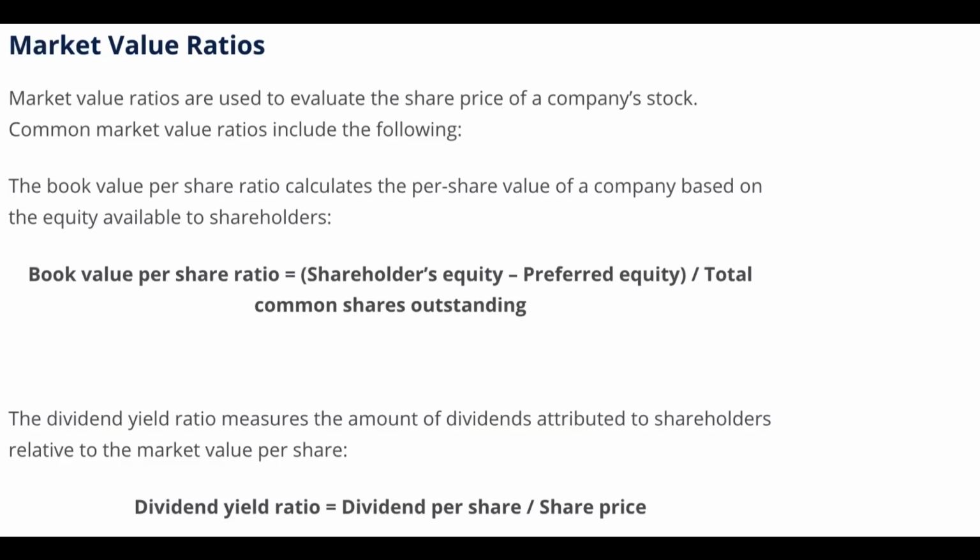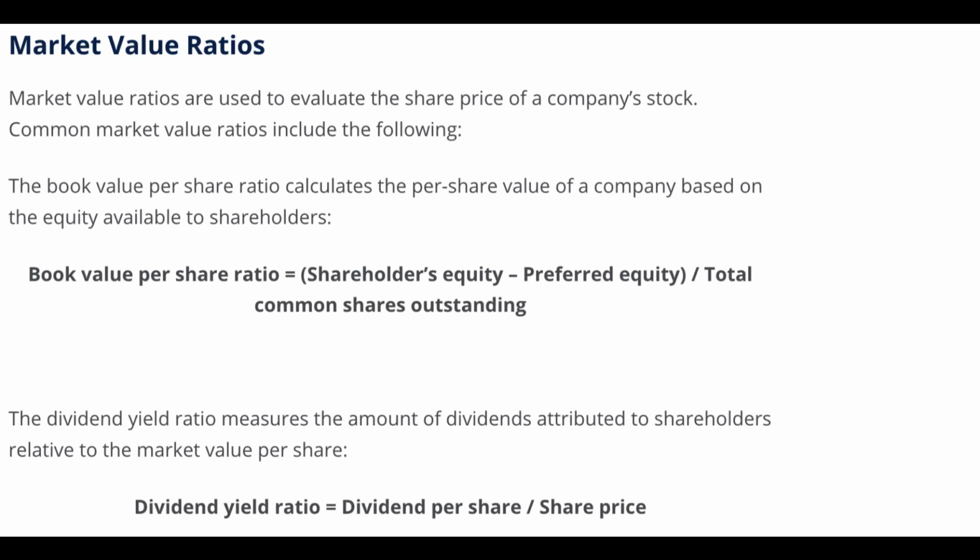Market value ratios. Market value ratios are used to evaluate the share price of a company's stock. Common market value ratios include the following. The book value per share ratio calculates the per share value of a company based on the equity available to shareholders. Book value per share ratio equals (shareholders' equity - preferred equity) / total common shares outstanding.